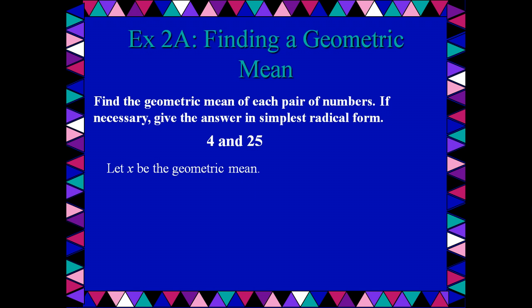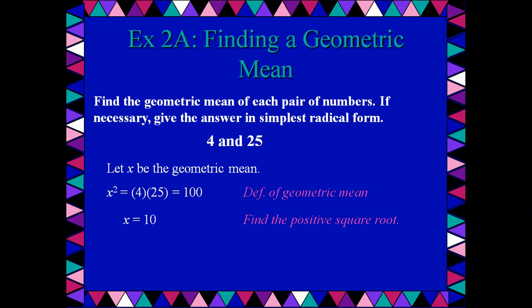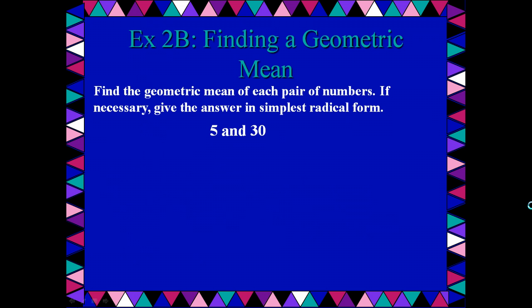Let x be the geometric mean. Then by definition of geometric mean, x squared equals 4 times 25, which is 100. Find the positive square root, and x equals 10. This was nice because they gave us numbers that had a perfect square root.